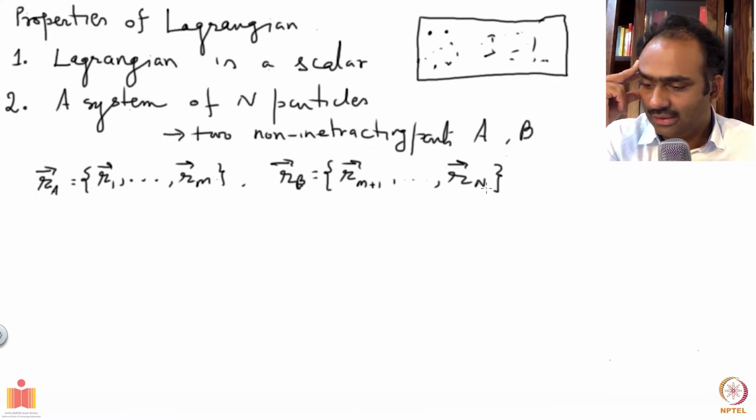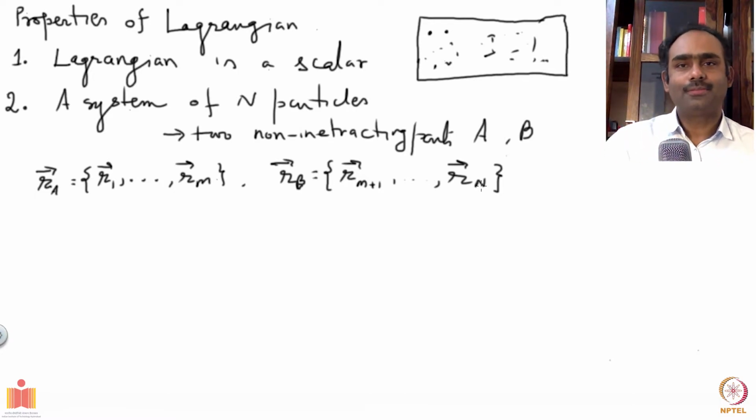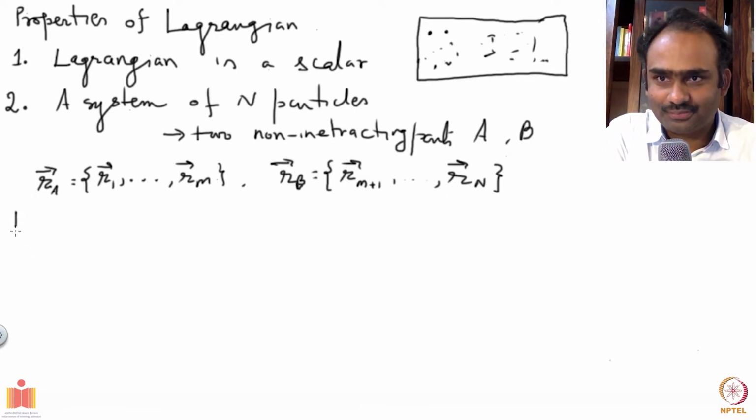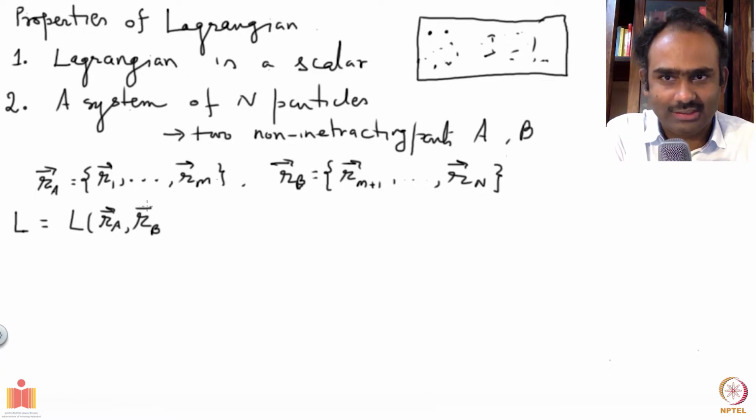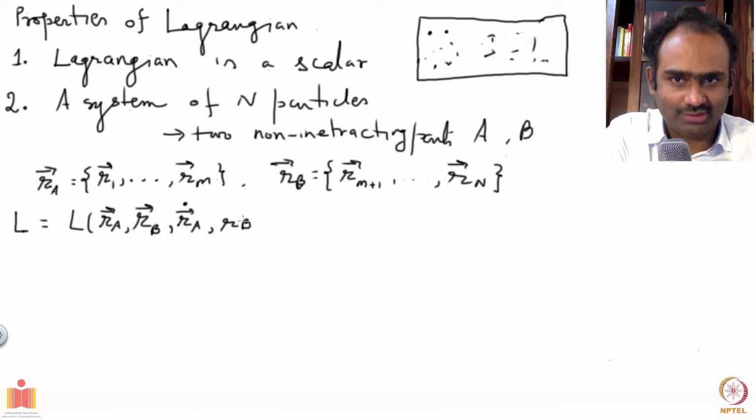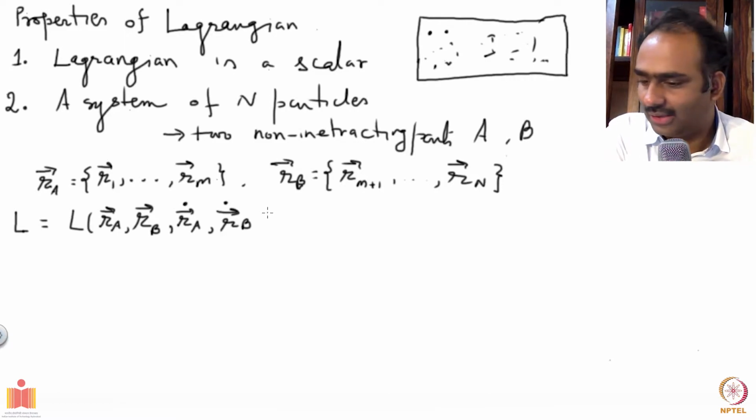Okay, that's good. Now if I look at the system as a whole, then the Lagrangian of the system, let's call it L, would be a function of R_A, R_B. It depends on all the coordinates of all the particles in general. That's a general statement. R_A dot, R_B dot, it also depends on all the velocities of each of the particles. Okay, that's what our system is.